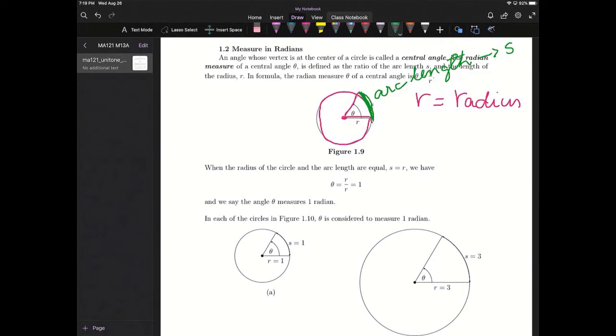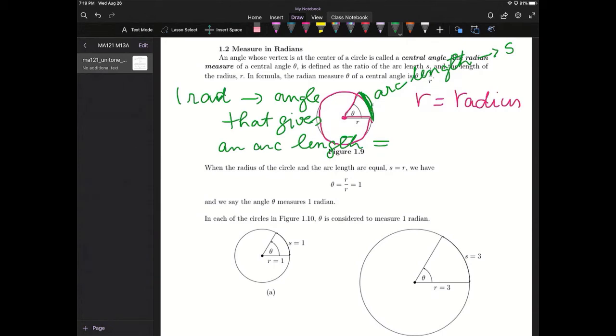Now, what is a radian? A radian basically is the following. A radian corresponds to the angle, and your textbook gives a different definition, but let's focus on this. It is the angle that gives an arc length equal to the radius. So whatever that measurement of the central angle is, that is called 1 radian.